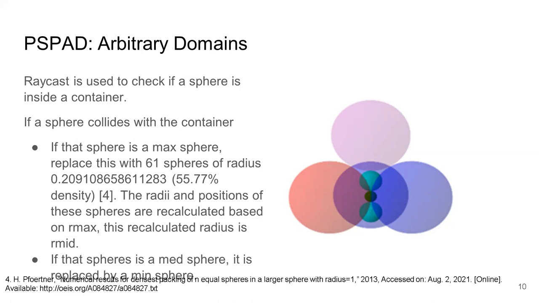For the position, each value of the position of the 61-sphere packing is multiplied by R max, and the position of the max sphere is added. For the radius, the radius shown here is multiplied by R max, giving R mid. If that sphere is a mid sphere, simply it is replaced by a min sphere.